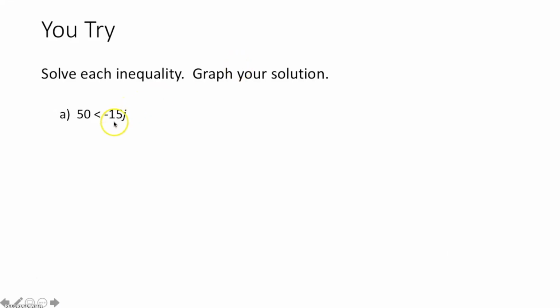Okay, so again, simplify, move, solve. Can we simplify either side? No. So next, we move our variable to the left. Since we're at the beginning of our inequality, we just flip our inequality. So I'm going to take this negative 15j, put it on this side, take this 50, put it on this side, and flip our inequality sign.